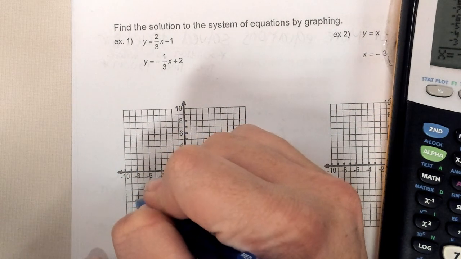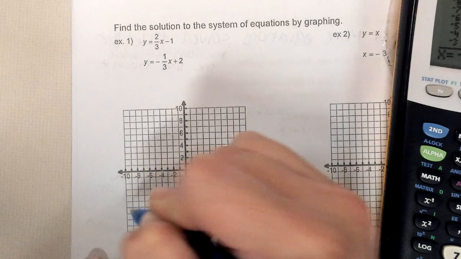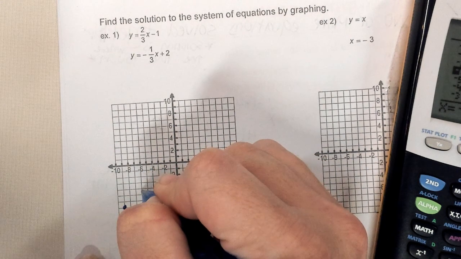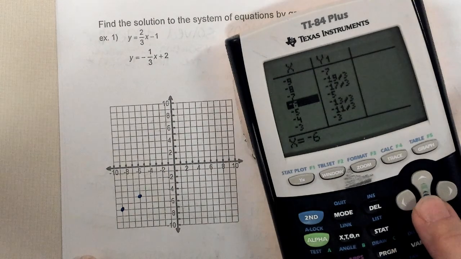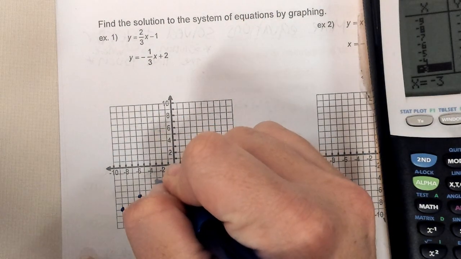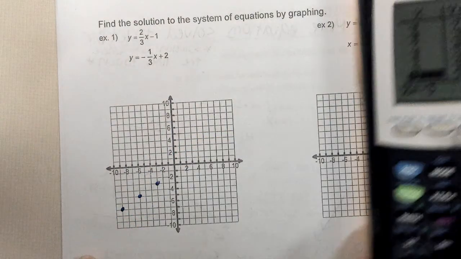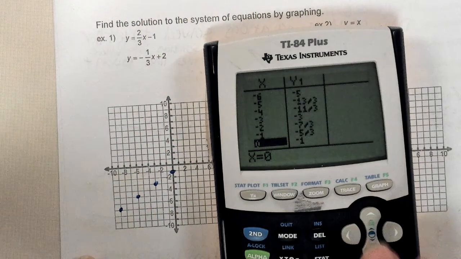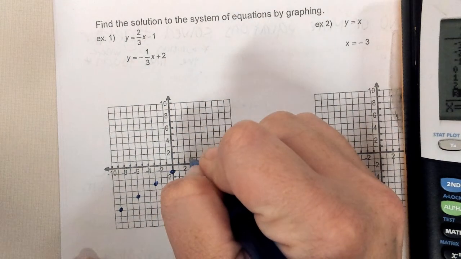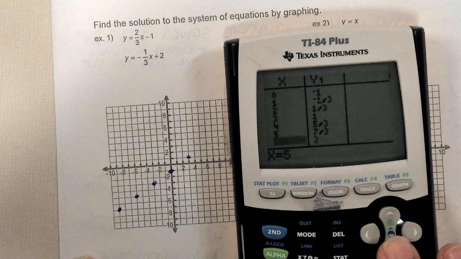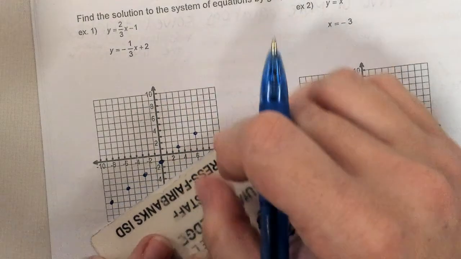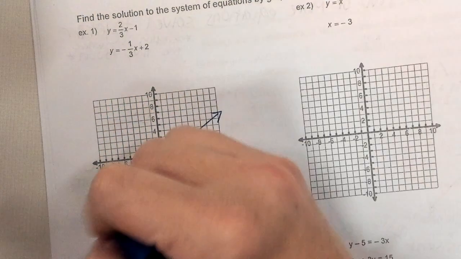So -9, -7. And then I have a point, only pretty points, so -6, -5. -3, -3. Zero, -1. 3, 1. 6, 3. And I think that's about far enough. So you're going to draw your line. And there's my first line.